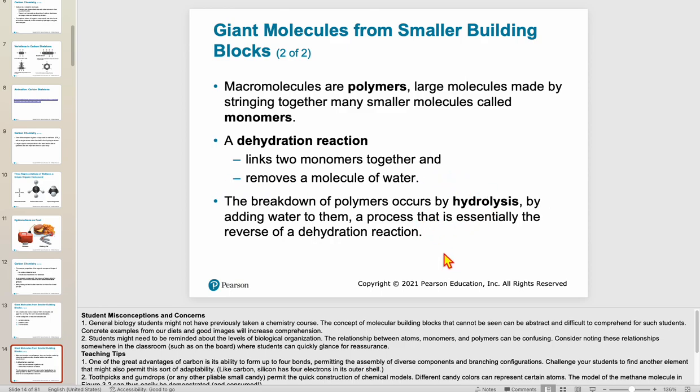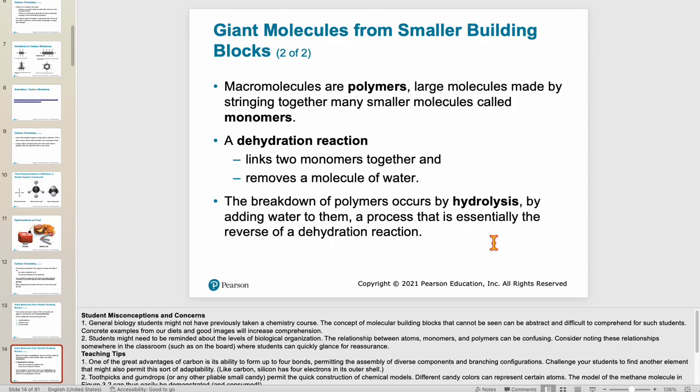Now the next paragraph says the opposite. How do I break things apart? Well, if I have long chains of stuff, which are my polymers, how do I break them apart? I add water, and that's what the line says right here. I add water, and that process is called hydrolysis. So hydrolysis is adding water, and it breaks the polymer apart.